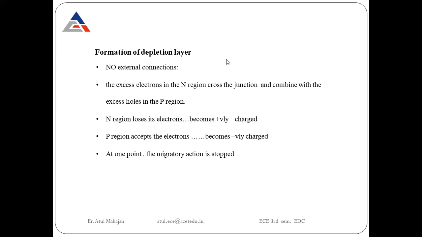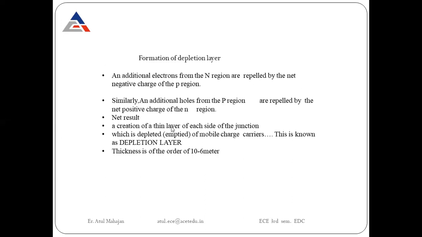So when this point is reached, the migration stops and there is no transference of the charge particles. Now, how does this formation of the depletion layer actually occur? Additional electrons from the N region are repelled by the net negative charge of the N region.